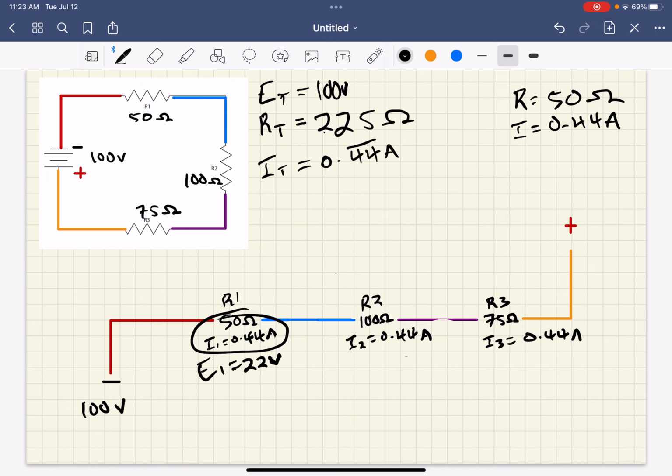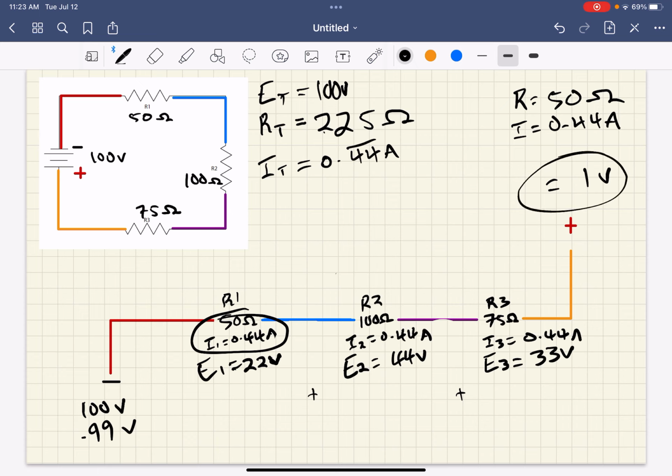I'm no genius mathematician or anything, but I know if I've got 50 here and I've got 100 here, then that means I've got twice that amount down here. So my E2 is 44 volts dropped at R2. And my E3, I'll do some math on that one here. We'll figure out that I end up with 33 volts dropped there. Now you may notice here that I've got 22 plus 44 plus 33 means I've got 99 volts. 100 minus 99 means I end up with 1 volt back here instead of 0. Kirchhoff's law said I should have 0 volts back here.